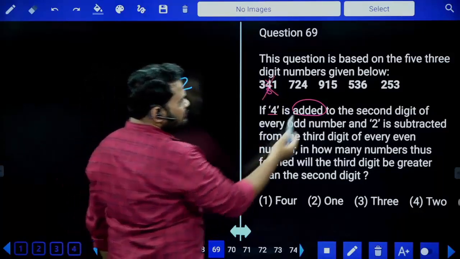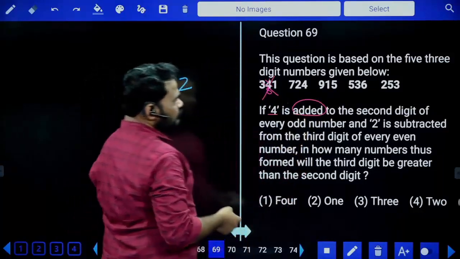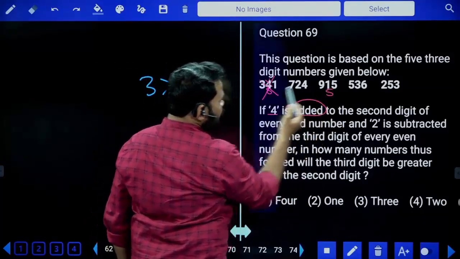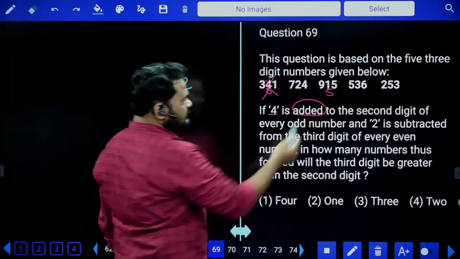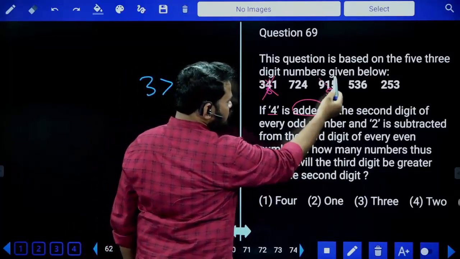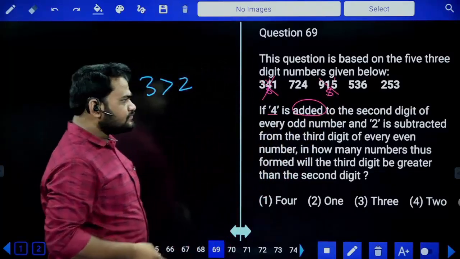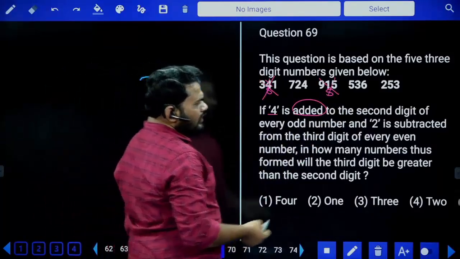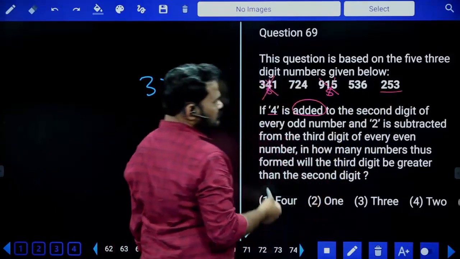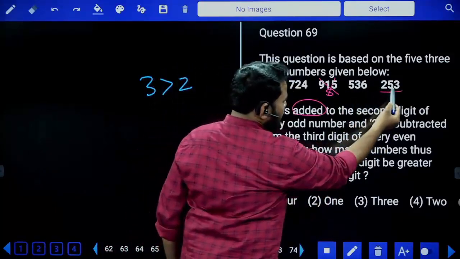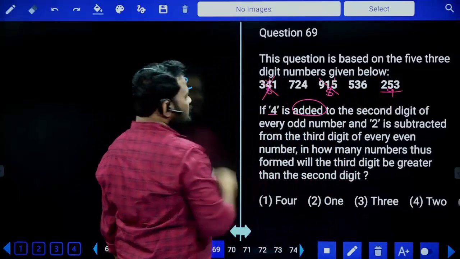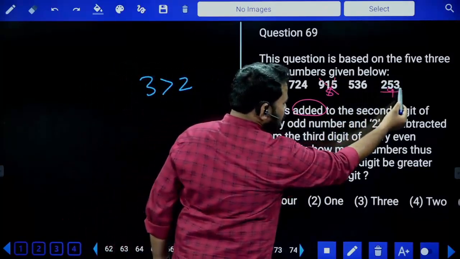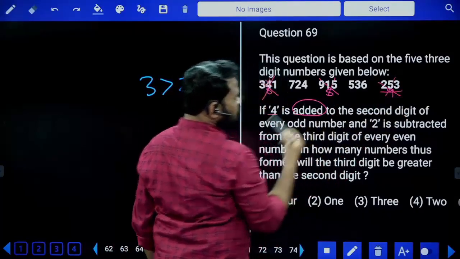The next odd number here is 915. The second digit is 1. 1 plus 4 is 5. The third digit has to be greater than the second digit, but 5 is not greater than 5, so it is also invalid. And the next one, since 4 is added to the second digit of every odd number, so this is the next odd number. The second digit is 5. 5 plus 4 is 9, so the third digit must be greater than the second digit, but the third digit 3 is not greater than 9, so it is invalid.